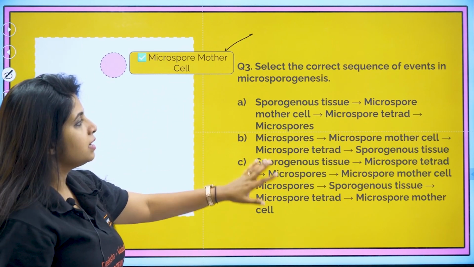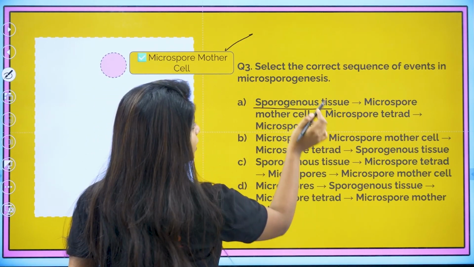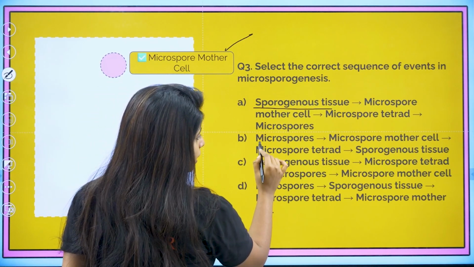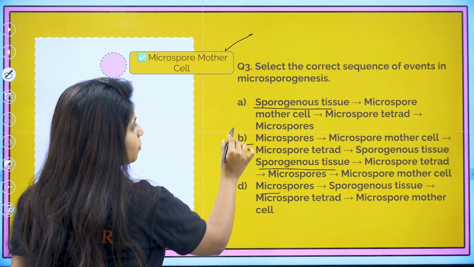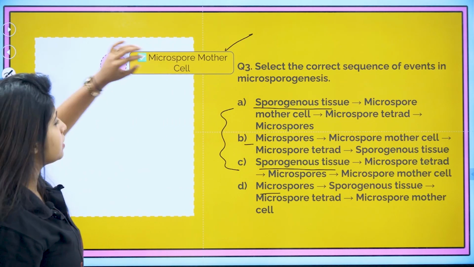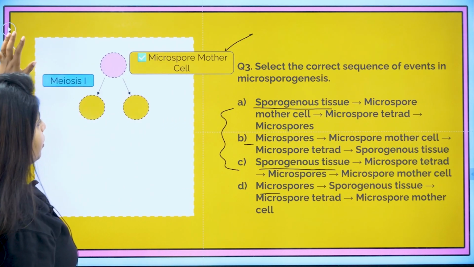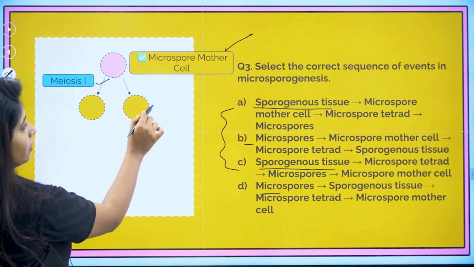So we all know one thing, that there is sporogenous tissue. There is sporogenous tissue which has what? The microspore mother cell. So here I don't see it, and here also I do not see it. So probably these 2 options could be the correct one, but let's see, go ahead. So microspore mother cell is there. After that, my dear children, what do you have? 2 cells arising out of it because of meiosis. You do not have any name for them.